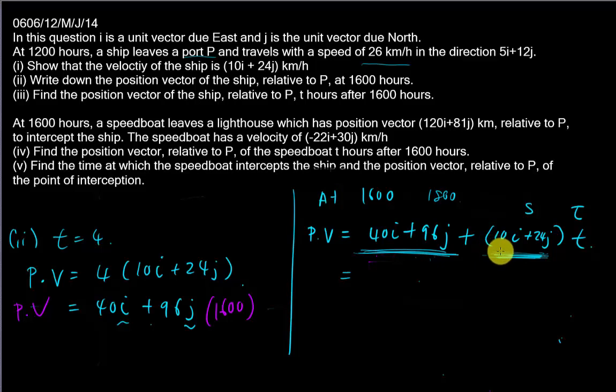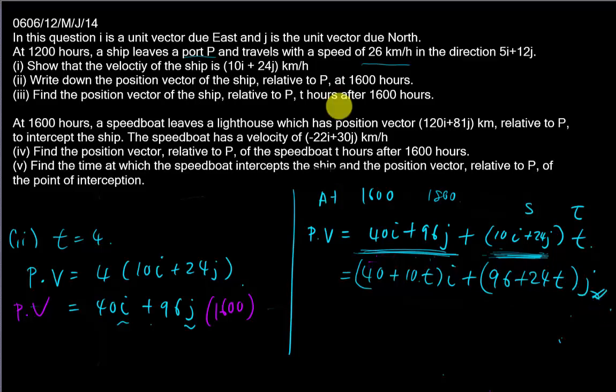This one is basically called 10ti. So I will say this is 40 plus 10t, in brackets, i. I factorize out the i. Then I do the same thing for the j, which is 96 plus 24t, j. So this will be my position vector relative to the origin, t hours after 1600 hours.